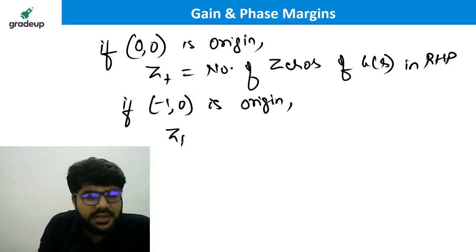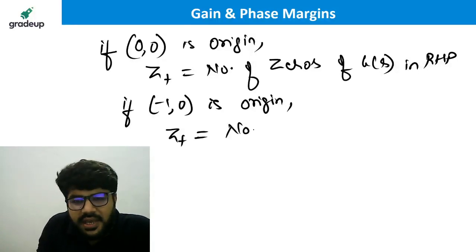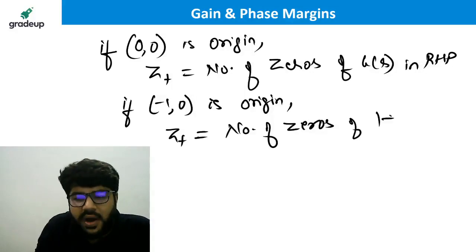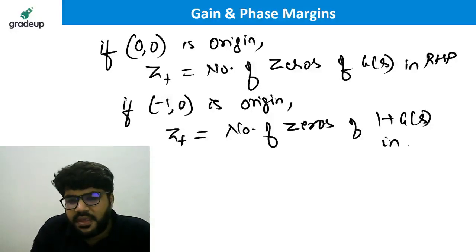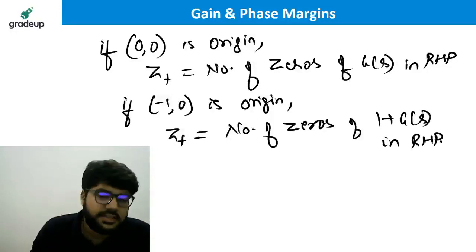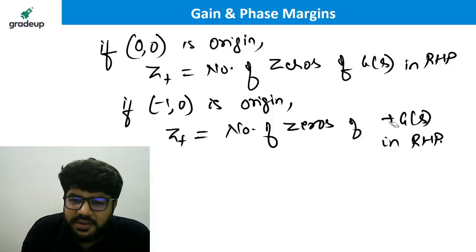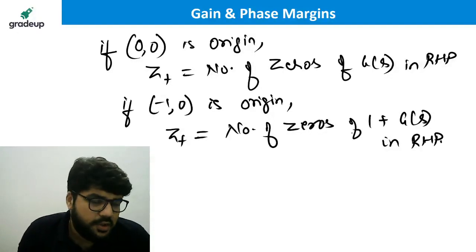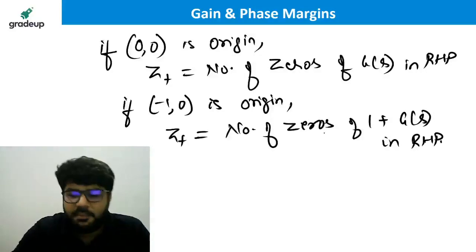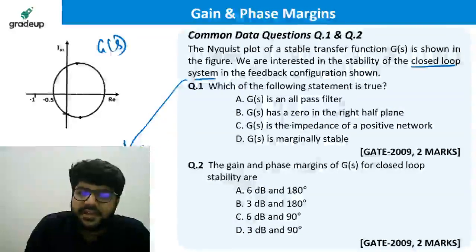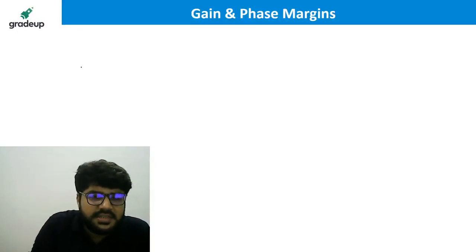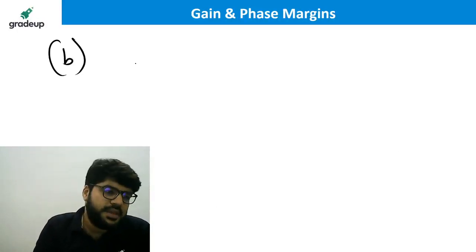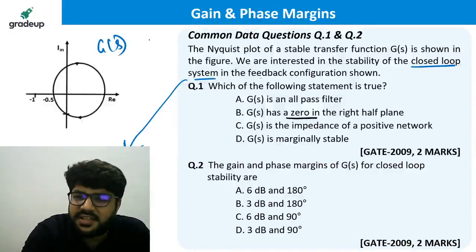And if (-1, 0) is the origin, that is our stability analysis. For stability, we actually take (-1, 0) only, and that is the number of zeros of 1 + G(s)H(s), that is 1 + G(s) for unity feedback, in the RHP. That is, the roots of the characteristic equation, so that is related to stability. But option B is asking whether G(s) has 1 zero in the RHP. So going for option B, how to check how many zeros of G(s) are in the RHP?